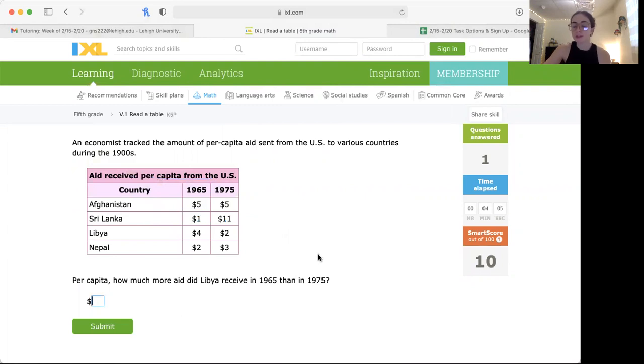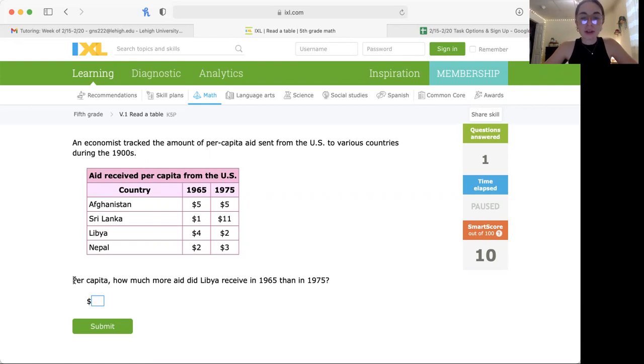So now we're going to start again. This question asks, an economist tracked the amount of per capita aid sent from the US to various countries during the 1900s. So we're given a list of 4 different countries, Afghanistan, Sri Lanka, Libya, and Nepal. And then we're given 2 different years, 1965 and then 1975.